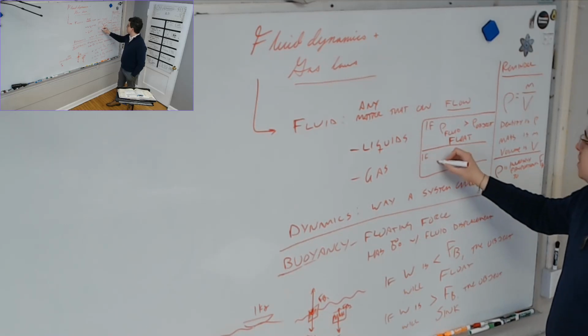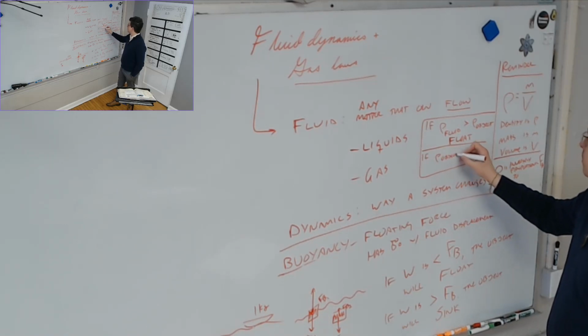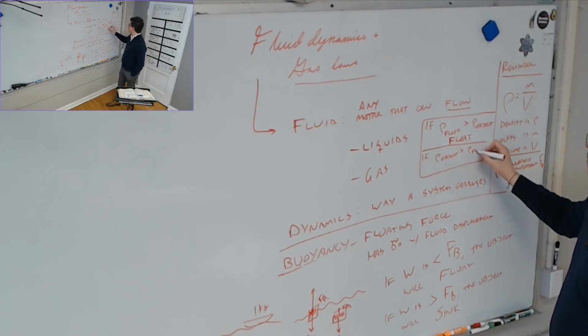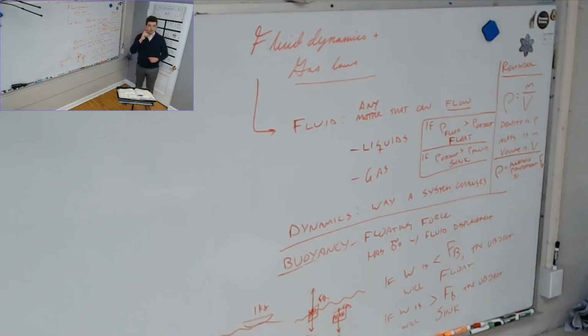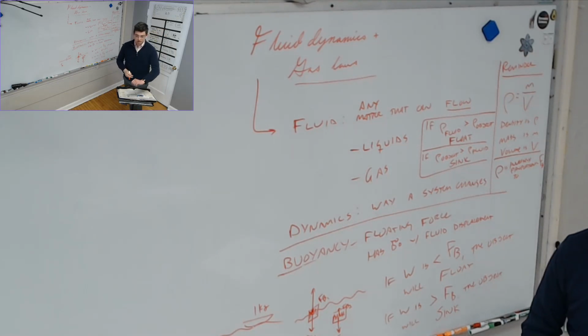And if the density of the object is greater than the density of the fluid, what do we call that? Sinking. Let me give you a little, I call it cheat code. This is a nice little easy cheat code. In the metric system, or the SI is what we should say, in the SI, the density of water is 1 gram per milliliter.